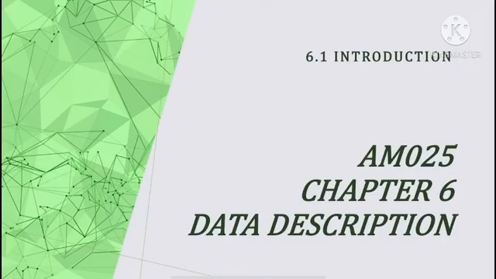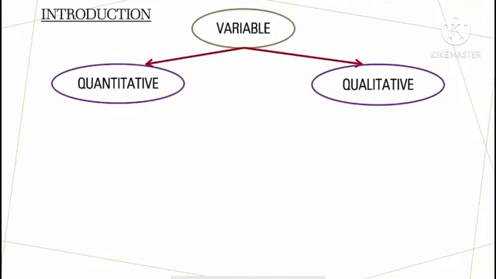Everyone, in this video we are going to learn about the data description. Data is a collection of observations, measurements, or information obtained from a study that is carried out. There are two types of data: quantitative and qualitative data.